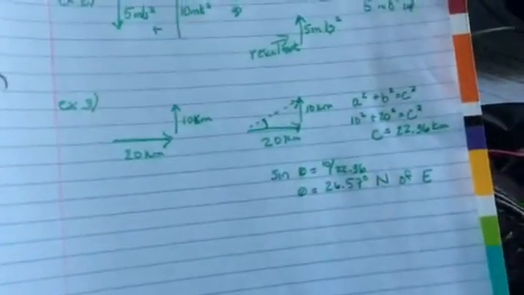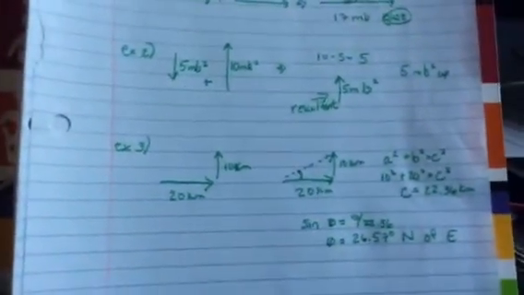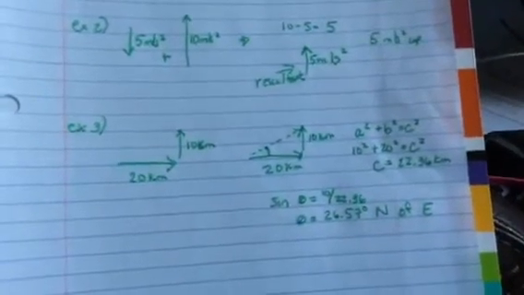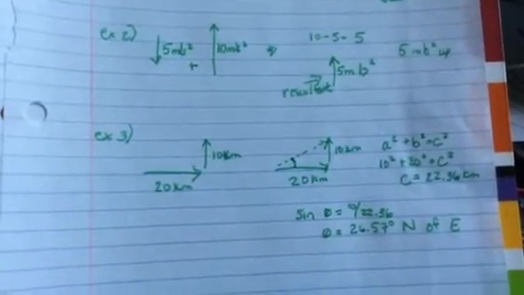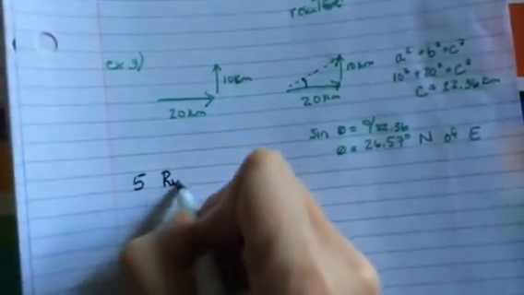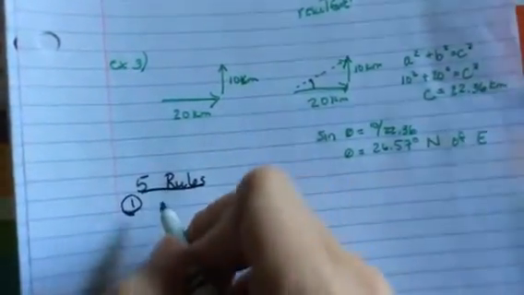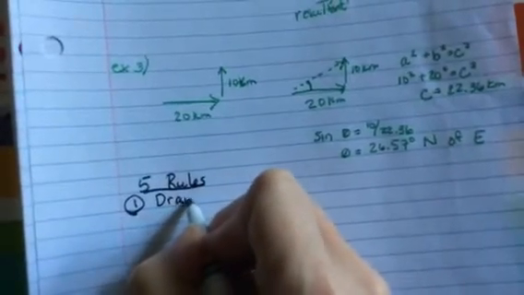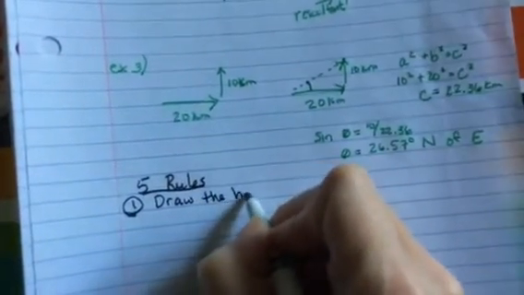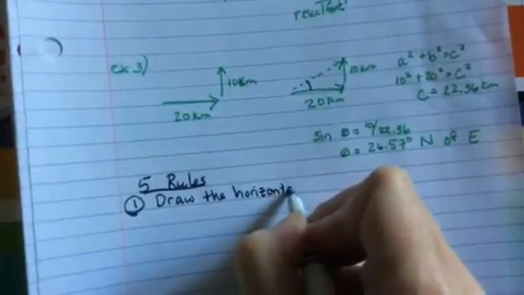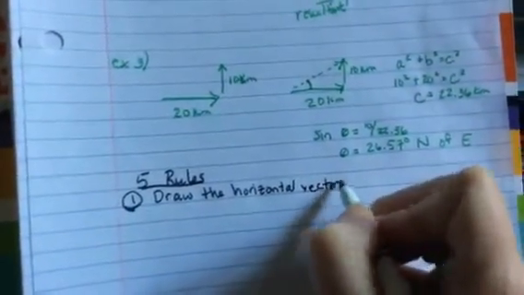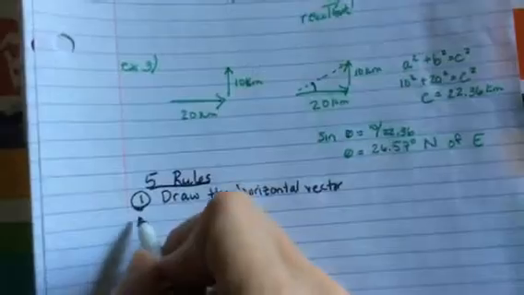Now what I want to do next is give you a set of rules for how to solve these kinds of vectors. Like you see on your paper, you can follow along, and I'm going to give you 5 rules. These rules are simple, and again, I talked about this a little bit in our last unit. Rule number 1 is to draw the horizontal vector first.